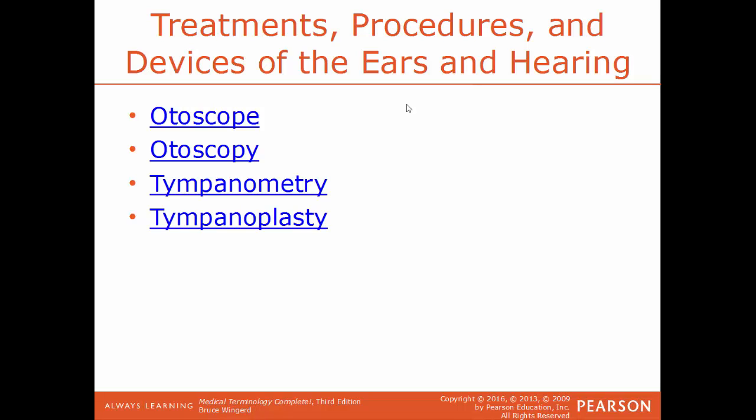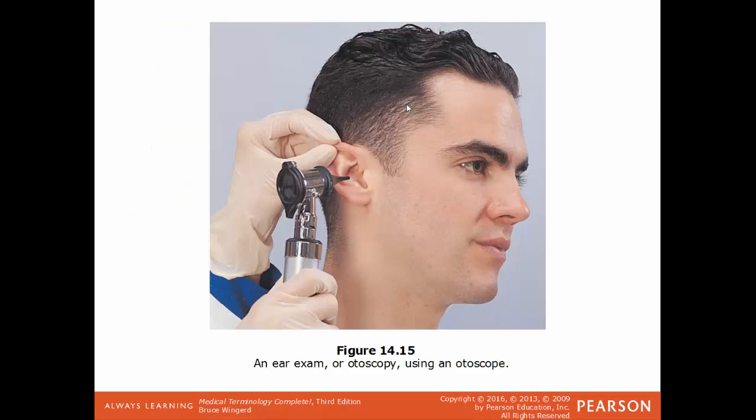This is a little bit different from myringoplasty. With myringoplasty, you're only dealing with the eardrum itself. You're not moving it out of place. But with tympanoplasty, you are lifting it out of position to repair it. So there's a slight difference there. Alright, in this image we have someone using an otoscope to examine this person's ear. This whole thing will be the otoscope.